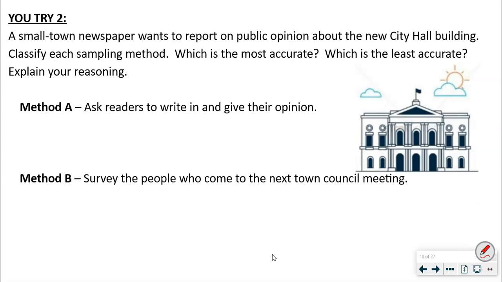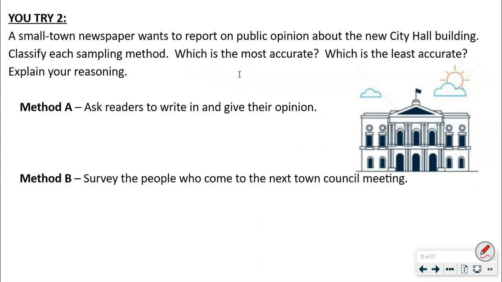Pause the video and come back when you're done. So you're going to choose what type of sampling method was used, and then tell me which one's more accurate and which one's least accurate. Pause the video. Okay, so it says a small town newspaper wants to report on a public opinion about the new city hall building. Classify each sampling method. We're going to do that first, then we're going to determine which one's more and which one's least accurate.